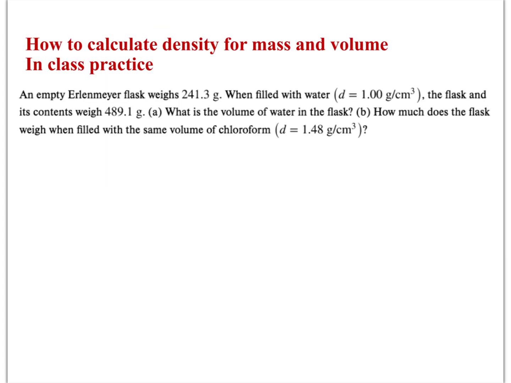Now we are going to use the definition of density to solve some problems, how to calculate density from mass and volume. So this question reads: an empty volumetric flask, which is just a glass container that we use inside the lab, weighs 241.3 grams. When filled with water, the density of water is 1.00 gram per cubic centimeter, then the flask and its contents weigh a total of 489.1 grams. What is the volume of the water in the flask?